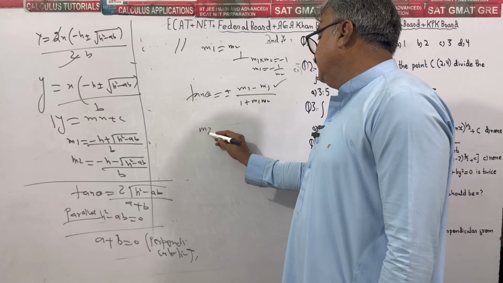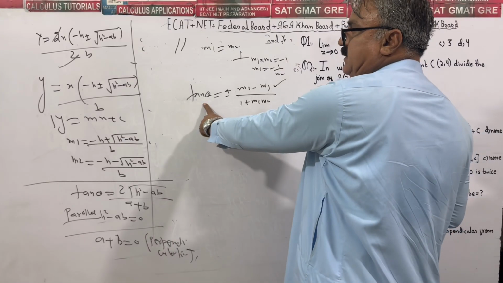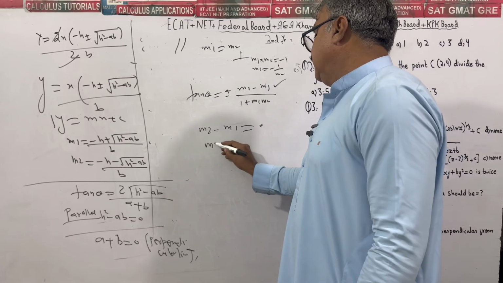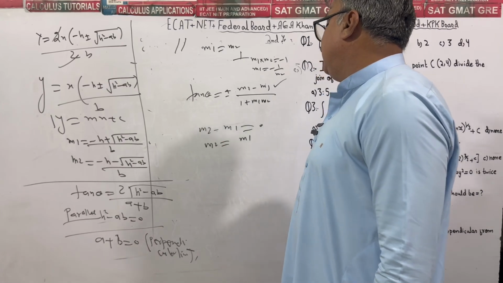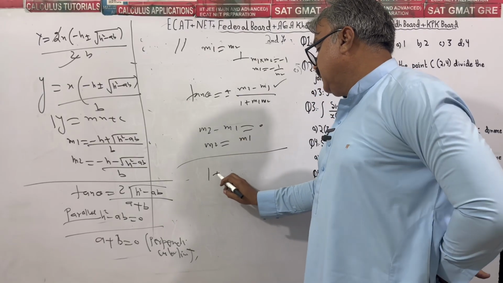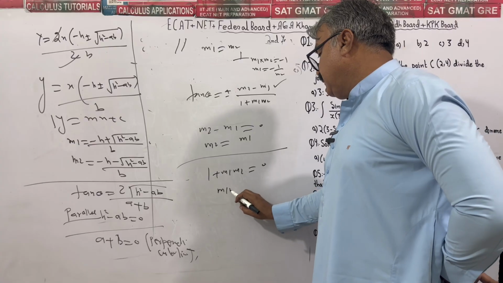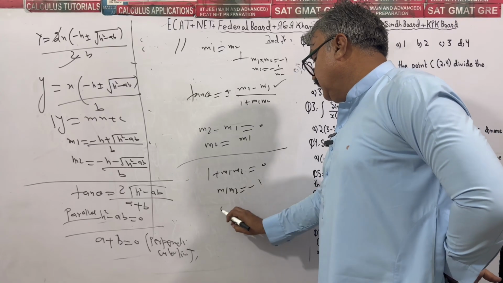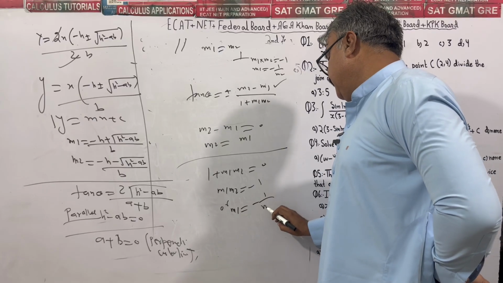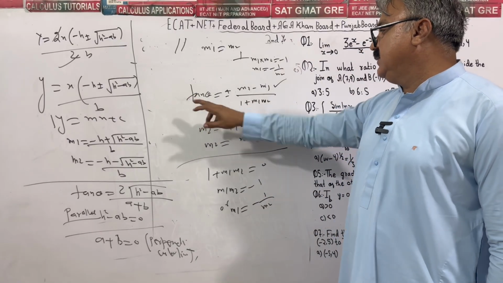So m2 minus m1 is equal to 0. For parallel lines, when angle is 0, tan theta is 0. When angle is 180, tan is 0. So m2 is equal to m1. For perpendicular lines, the denominator is 0. 1 plus m1 into m2 is equal to 0, or m1 into m2 is equal to minus 1. Or one can utilize the condition m1 is equal to minus 1 over m2. Look, when lines are parallel, angle is 0, sine 0, one can manage.